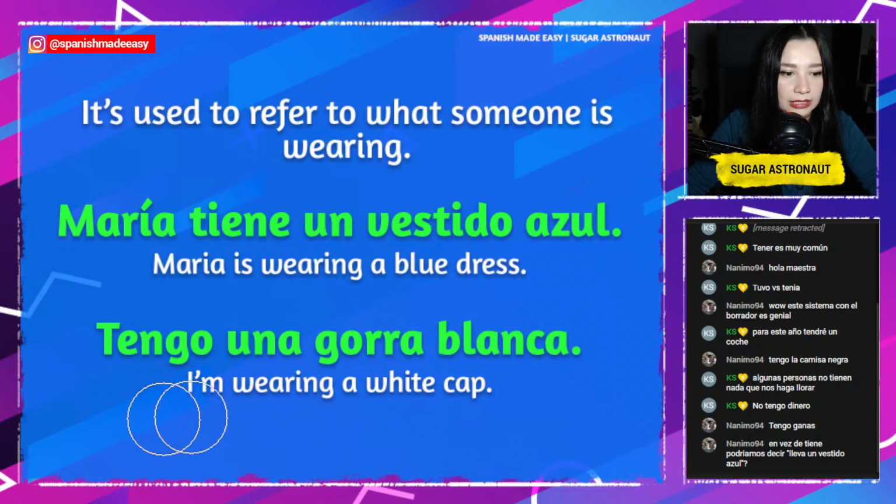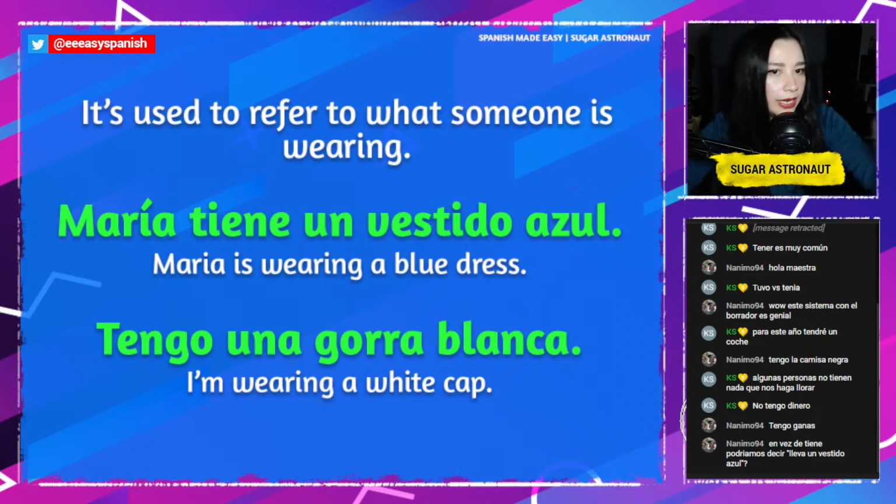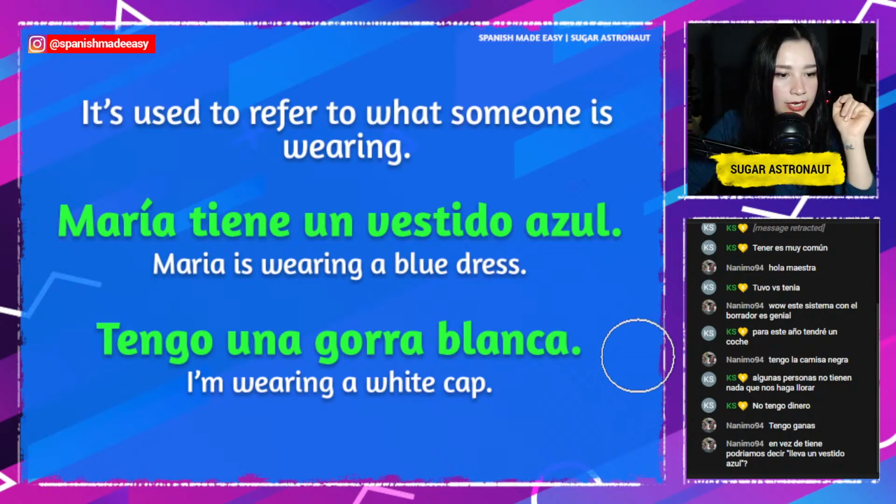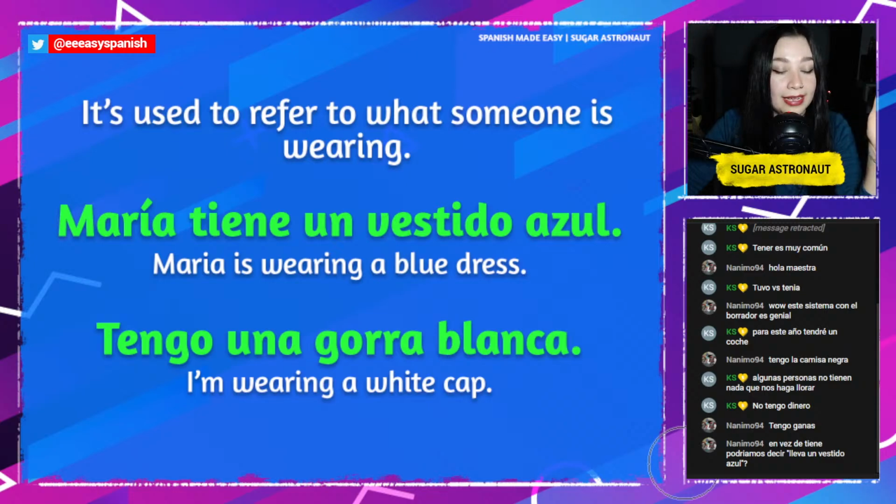So if you're just describing what someone is wearing, you can use the verb tener. María tiene un vestido azul. Mira, María tiene un vestido azul. Look at Maria. She's wearing a blue dress, okay? Or el hombre tiene una gorra blanca. The man has a white cap, or the man is wearing a white cap.